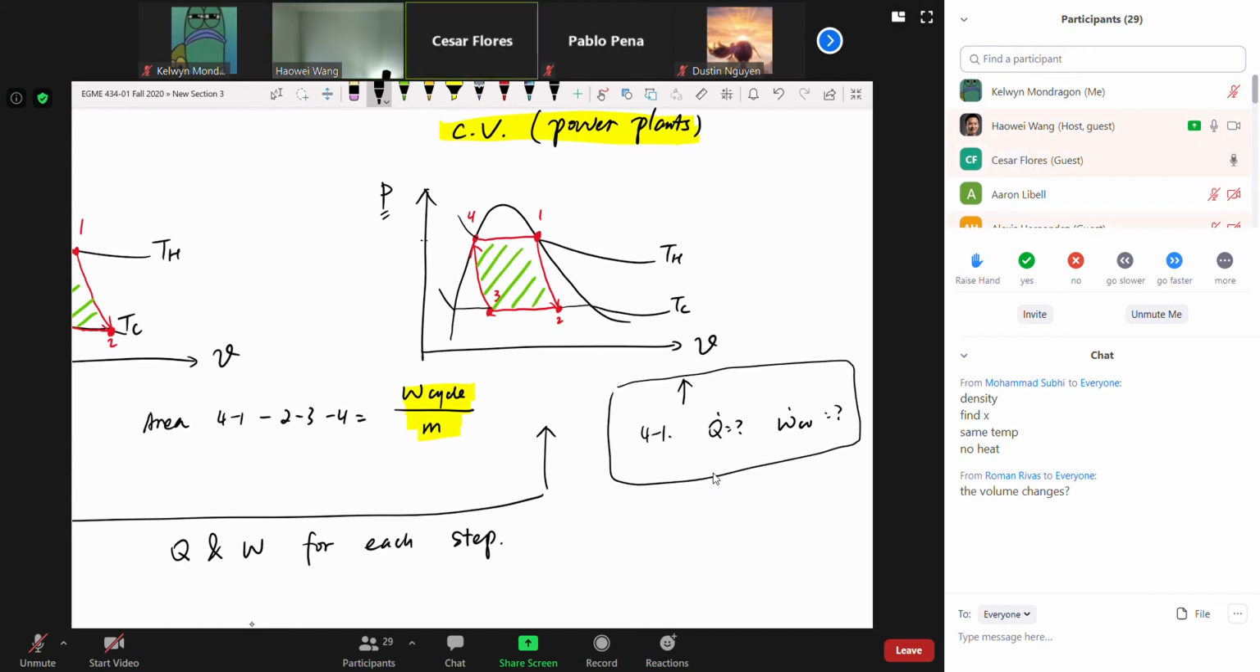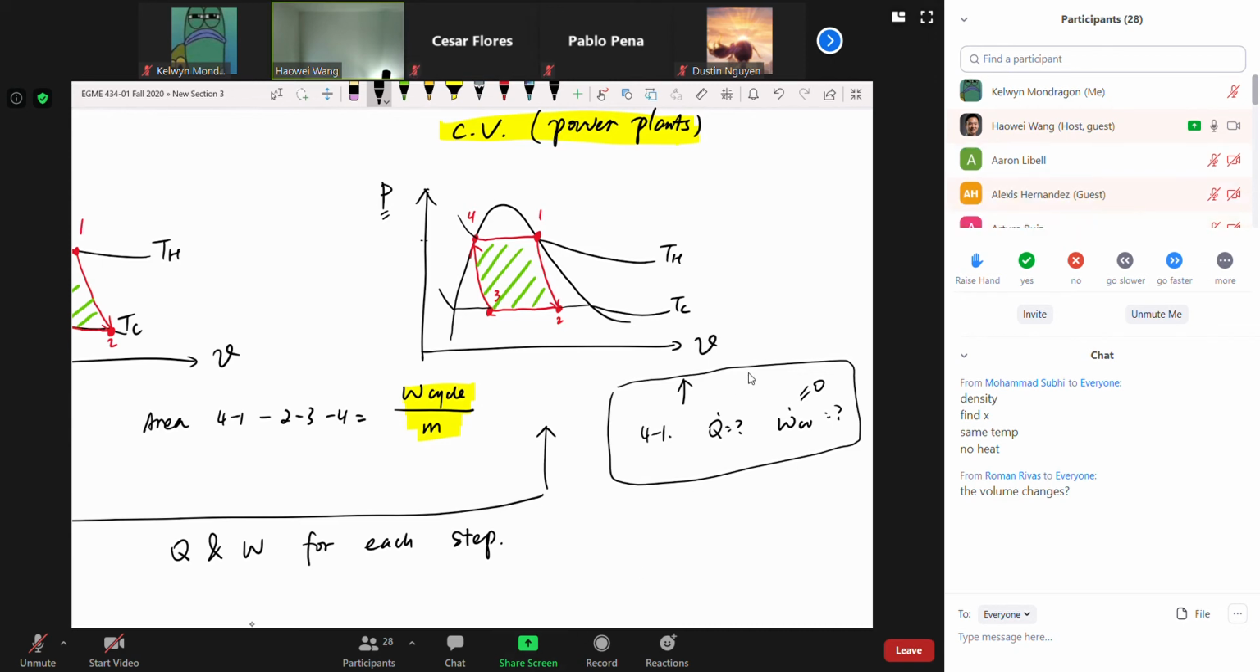W dot CV would be 0 since it's the boiler, right? Yes, because it's a boiler and there are no moving parts. Very good. No moving parts. Therefore, this term is 0. Very good. It's quick, right? Very quick. After knowing W dot CV is equal to 0, what's your plan for Q dot? Use the long version of the first law. Very good.